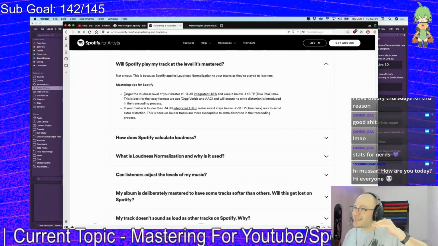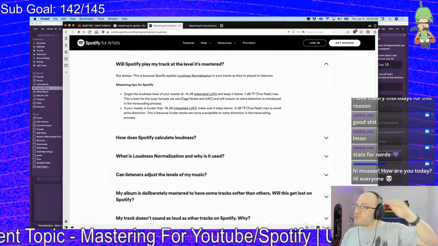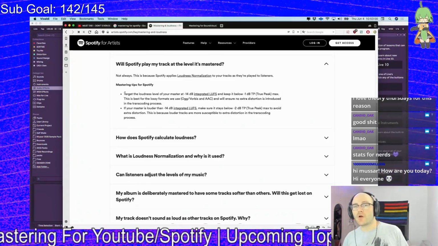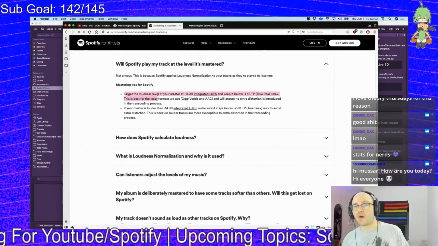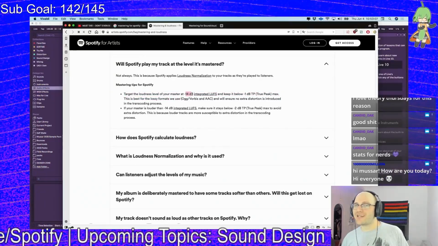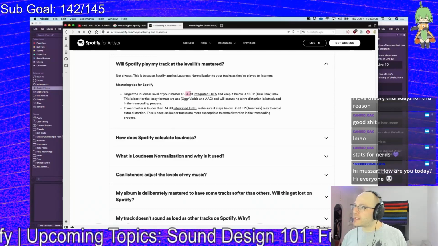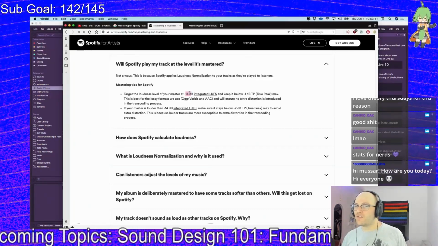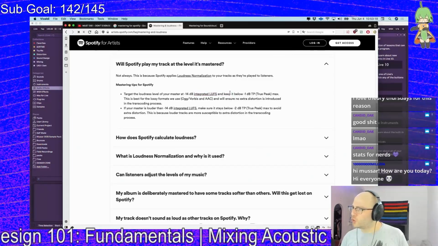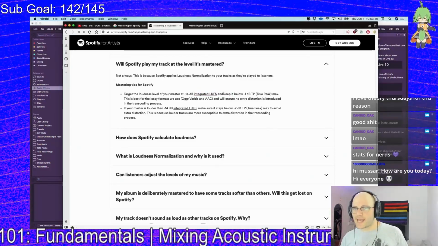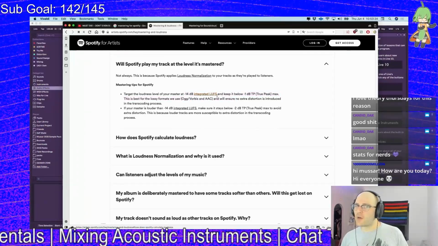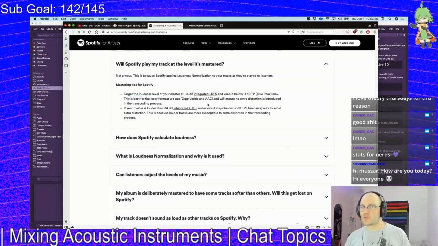Will Spotify play my track at the level it's mastered? Not always. This is because Spotify applies loudness normalization, this third one, which is what we just talked about. It's essentially a limiter that scans your track and does some math on it. If your song is louder than the reference point, if your song, in terms of its average loudness, which for Spotify is targeted at minus 14 decibels, integrated loudness units full scale. We will talk a little bit about LUFS or loudness units in a second, but minus 14 integrated loudness units is where Spotify sets your track.